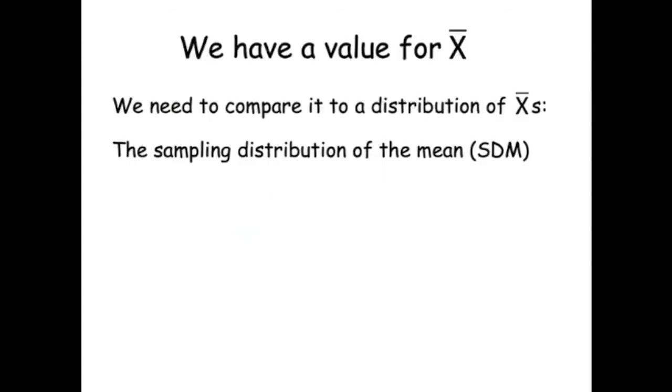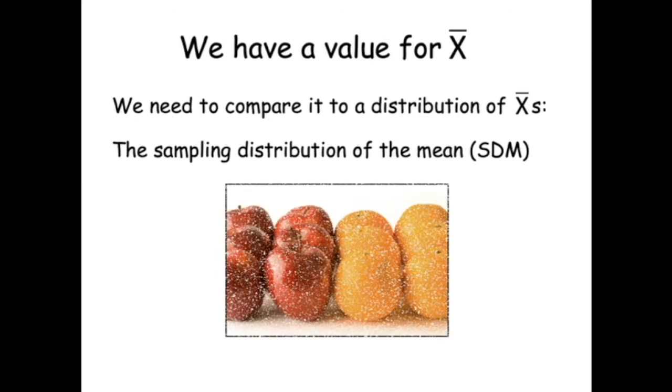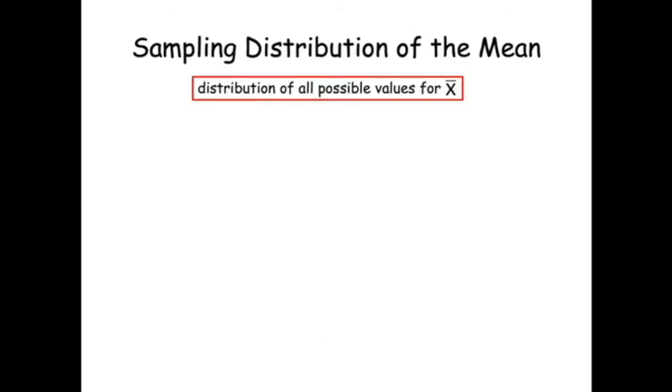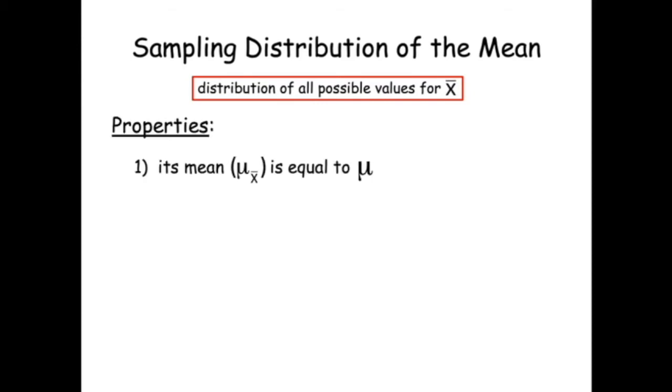We have a value for x bar, so we need to compare it to a distribution of x bars. Comparing x bar to a distribution of x would be like comparing apples to oranges. We need to compare apples to apples. So what does the distribution look like? It has four important properties.